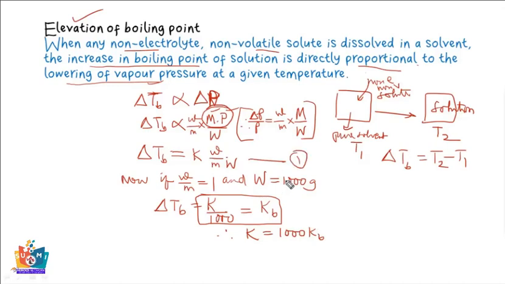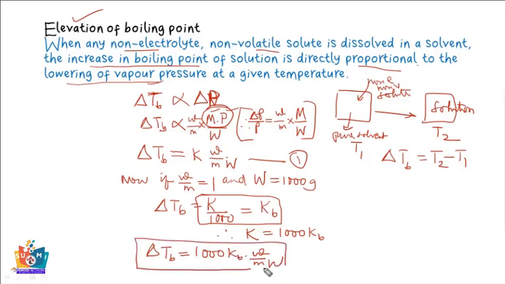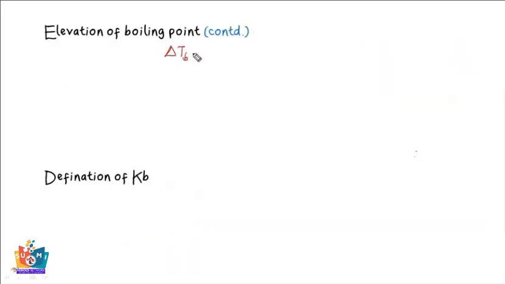Now putting this in equation number 1, what do you get? Delta Tb equals 1000 Kb small w divided by small m capital W. So this is the equation that we require to understand elevation of boiling point as well as to solve numerical problems based on the elevation of boiling point. So we had delta Tb equals 1000 Kb into small w divided by small m capital W.